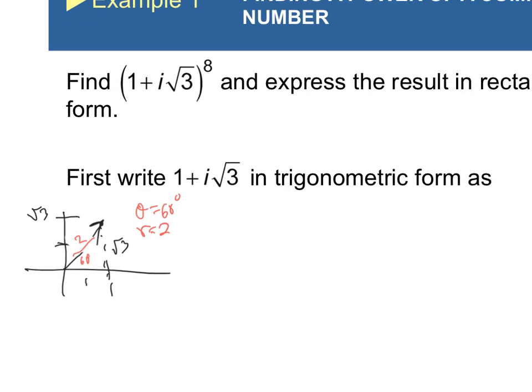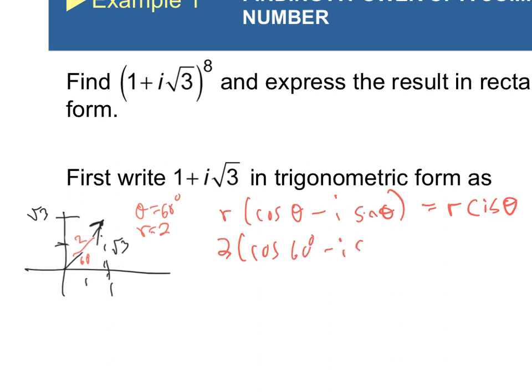So in trigonometric form, which remember was r times the cosine of theta minus i sine of theta, or r cis of theta. So 2 cosine of 60 degrees minus i sine of 60 degrees, or 2 cis of 60 degrees. This is in trigonometric form.